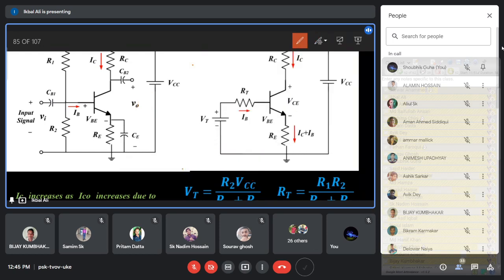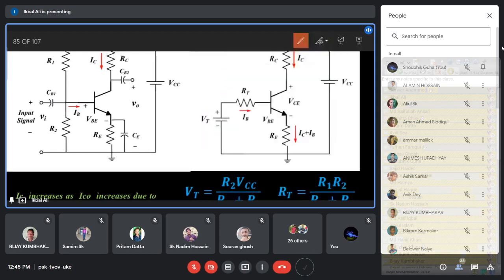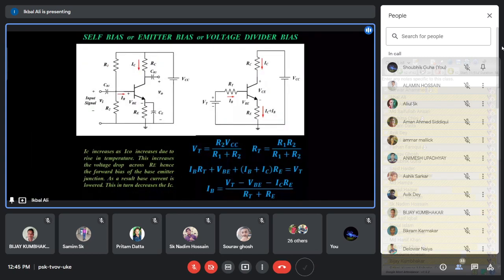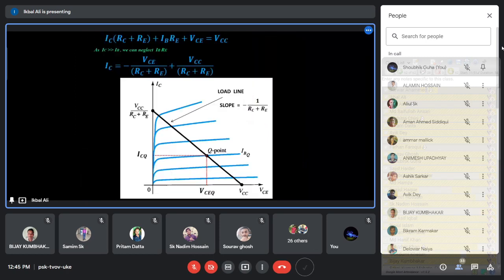So now we will discuss the active region of the transistor. So long we have said Q point, repeatedly I have said Q point, and what is the definition of the Q point?